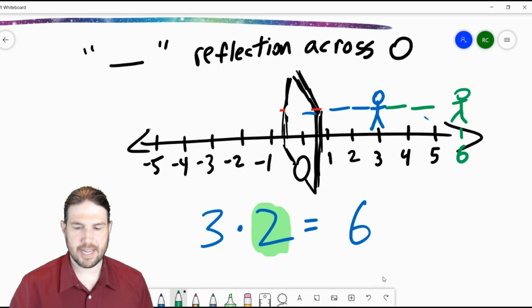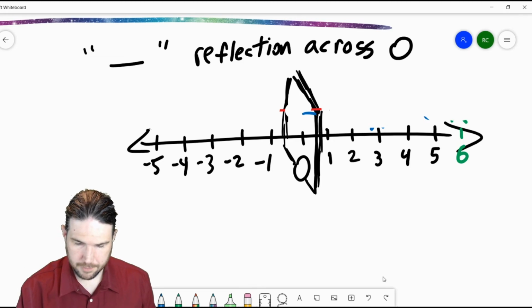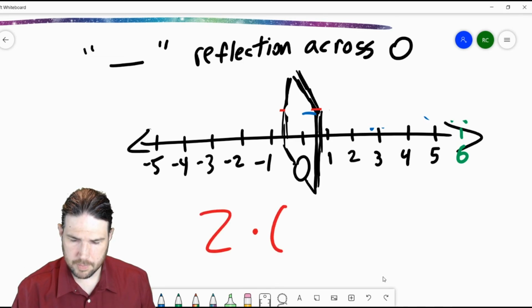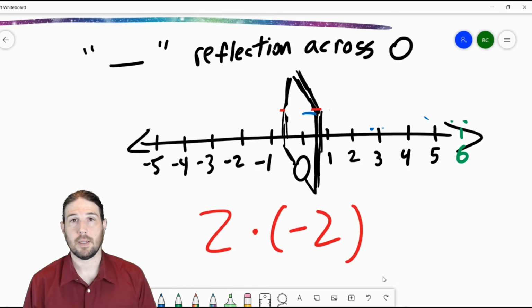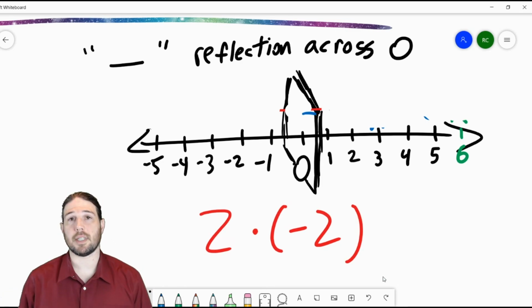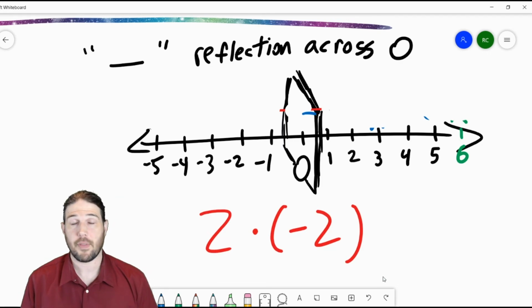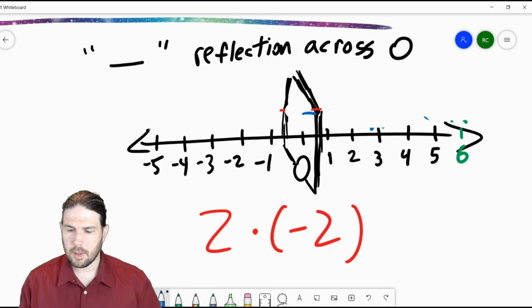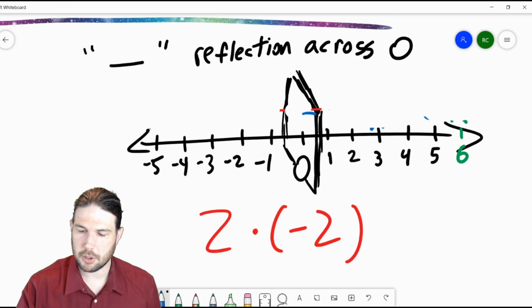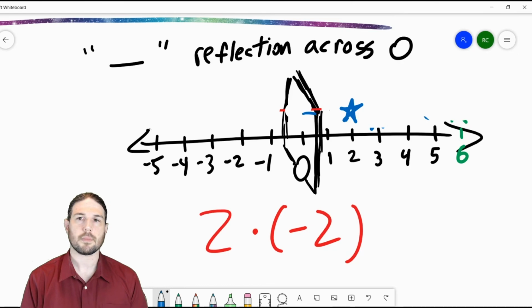So what if we have a negative number? What if we have 2 times negative 2? Okay? A negative times a positive. Now again, you may have already memorized the fact that this is going to be negative and that the answer is -4, and that's great, but stay with me anyway. So we start at 2. I'm just going to put a star this time. Okay, we start at +2.